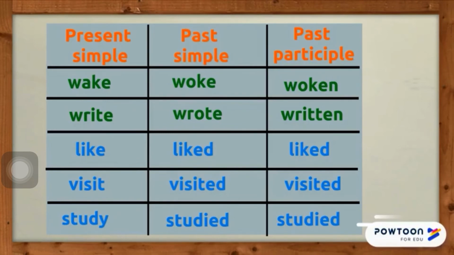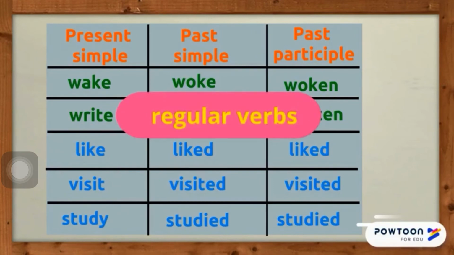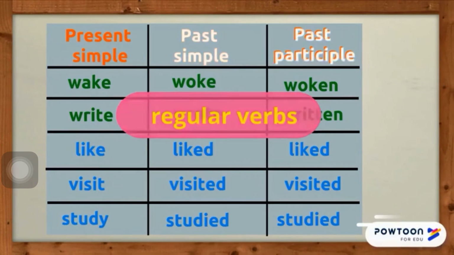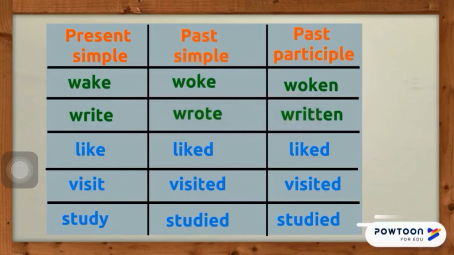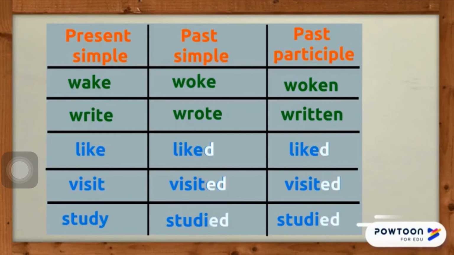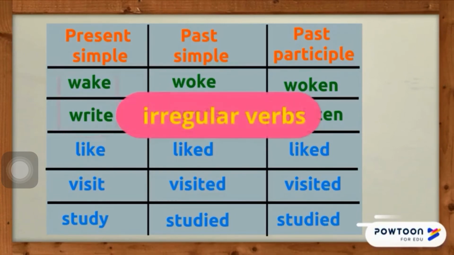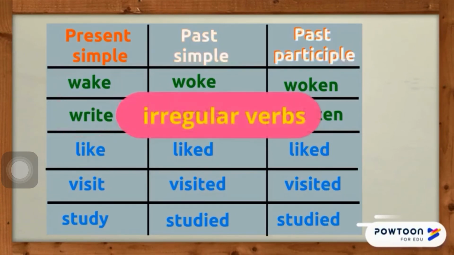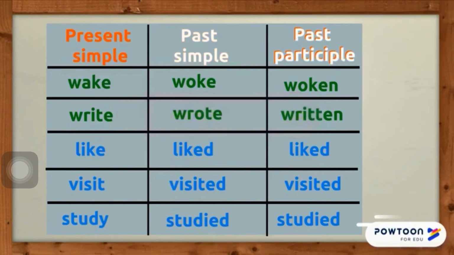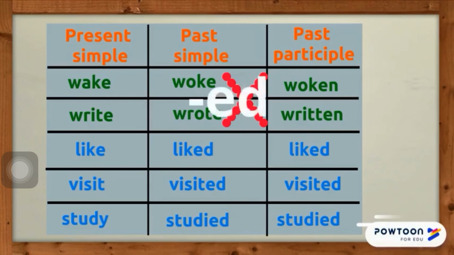Now, if you look at the verbs here, these are called regular verbs. Now, that's because the past simple and the past participle of these verbs will end in a D or an ED. Now, if we look at the verbs here, then these are called irregular verbs because the past simple and past participle of these verbs don't follow the rule of adding a D or an ED. So this makes it a little bit more difficult to learn.